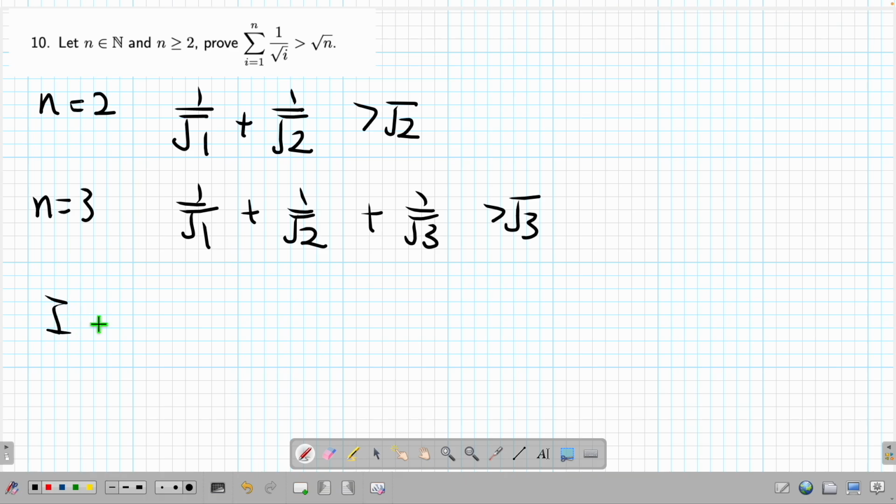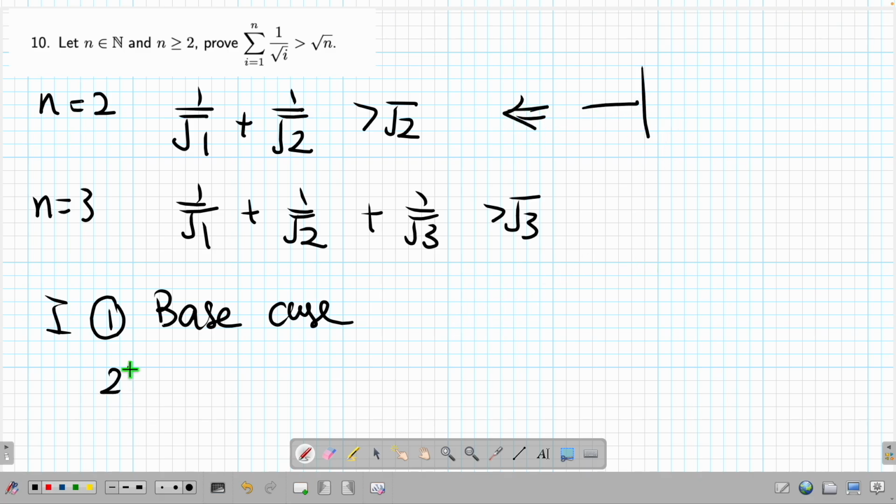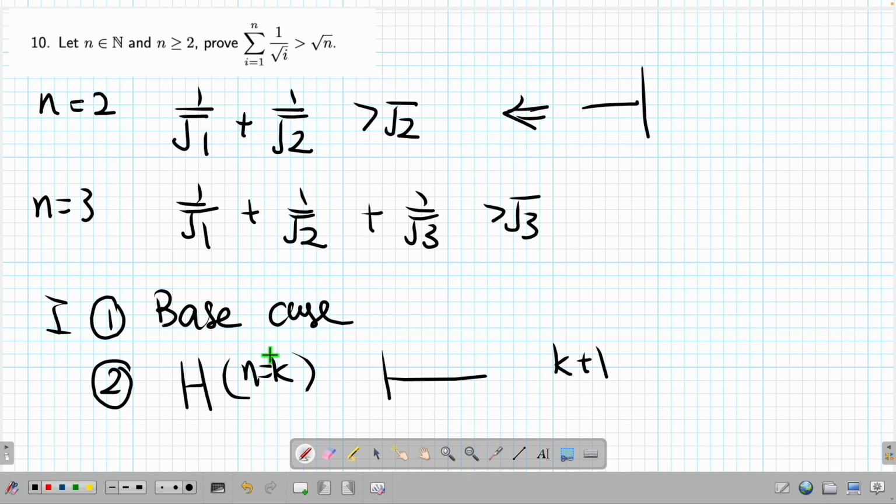So you want to prove it by induction. Induction has 2 steps. One, you have the base case. That means you want to prove this is true, okay? Just to let you know, the proof symbol looks like this. And then the second step is you have a hypothesis case that is for n equal to k, okay? You use this to prove the next case, that is k plus 1 is true, okay? So basically it's these 2 steps.